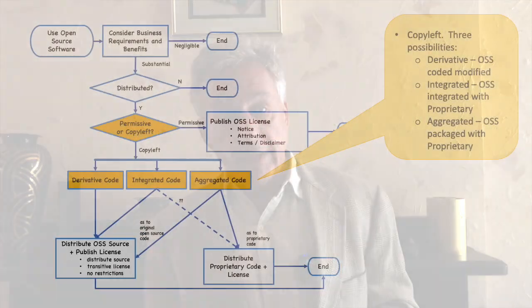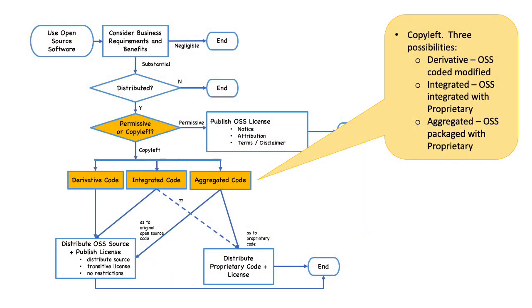But if the license is instead a so-called copyleft license, the analysis turns on how you are distributing the OSS. It may be as derivative code, which is code modified by a licensee, as integrated code, which mixes copyleft protected OSS and third-party code, or as aggregated code, in which copyleft protected OSS code is merely packaged with third-party code. Let's dive into these a little deeper.